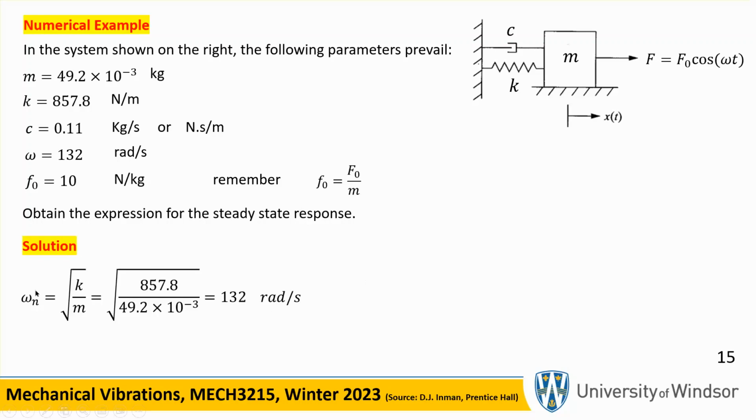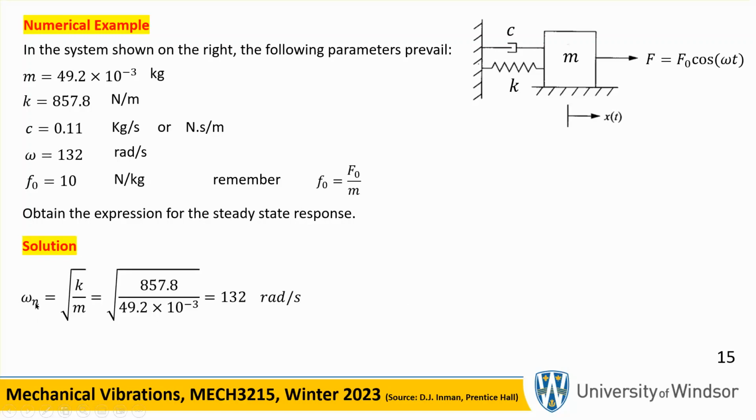So first thing that we need to do, we have to find omega n, because remember, big X, and I don't want to use that ugly expression that big X is equal to F naught divided by square root of omega n squared minus... I don't want to use that. I want to use the R business.